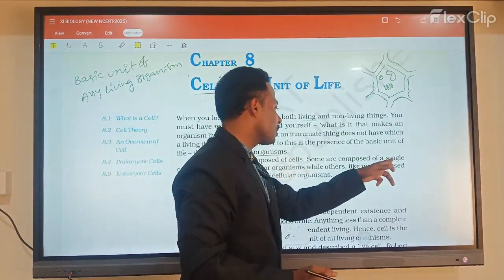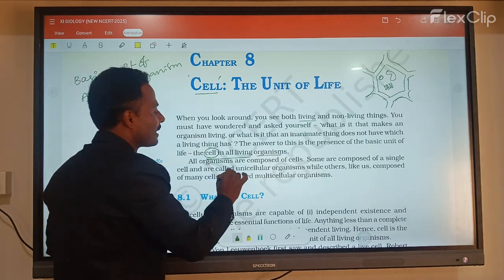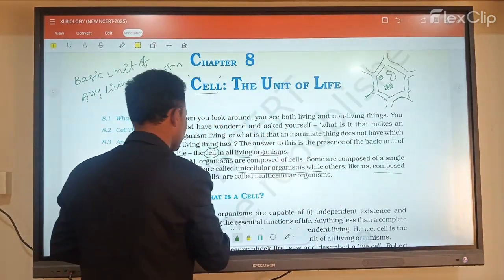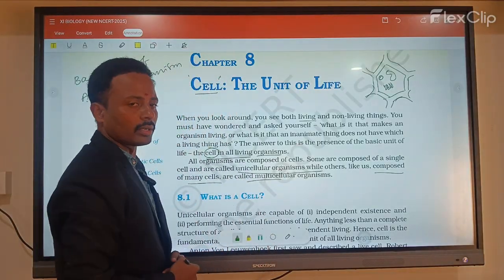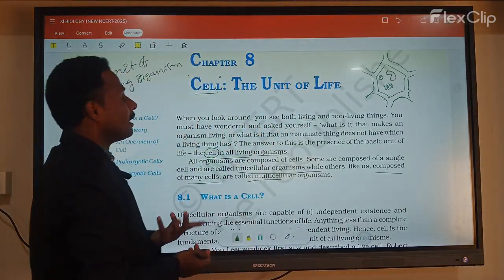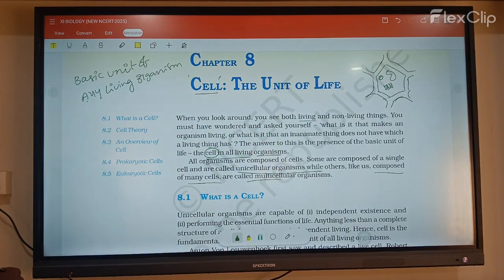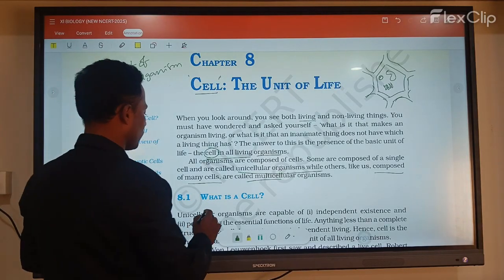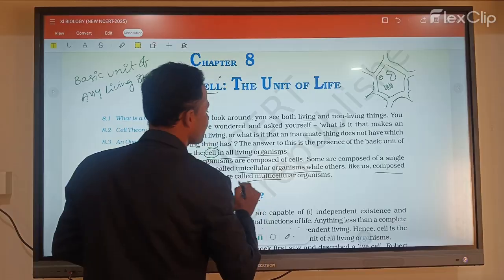Some organisms are composed of a single cell. Those are called unicellular organisms. Organisms composed of many cells are called multicellular organisms. If only one cell is present, it is called unicellular, and organisms that contain many cells are called multicellular organisms. Now, what is a cell?